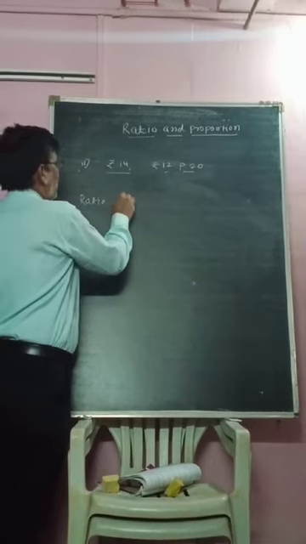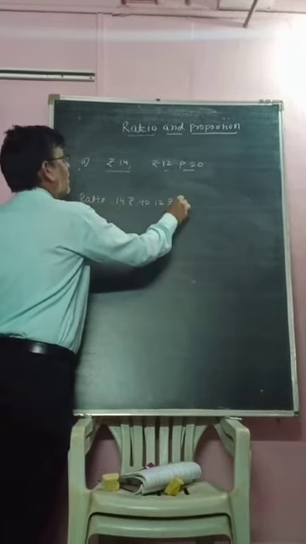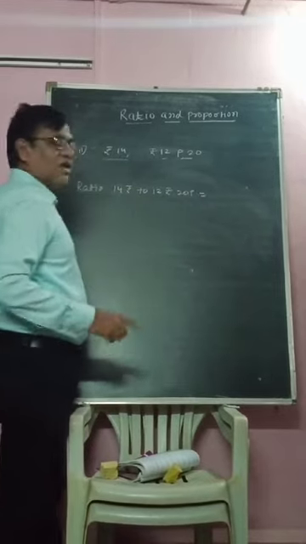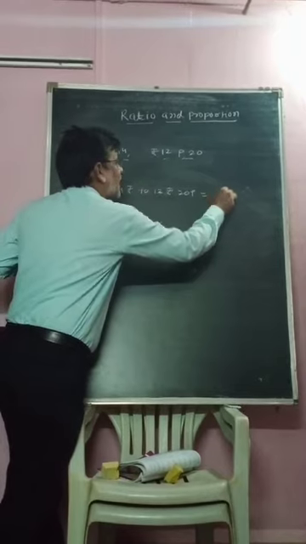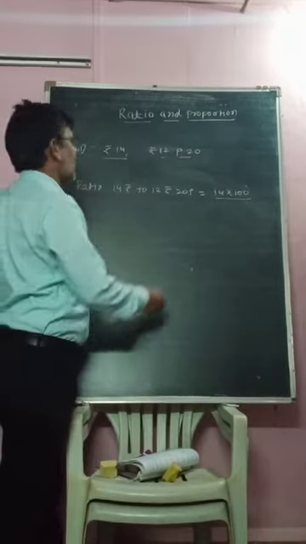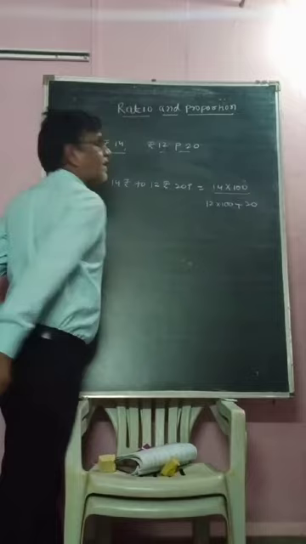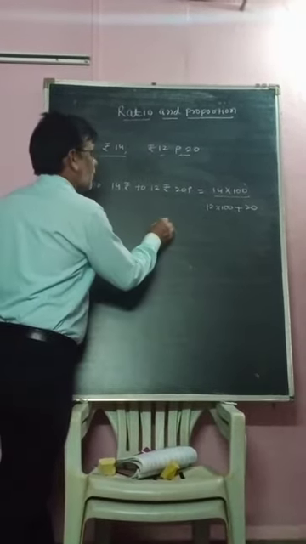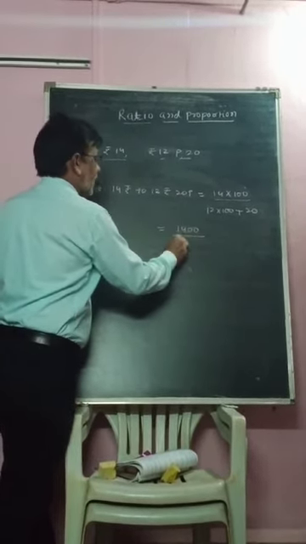So the ratio of 14 rupees to 12 rupees 20 paise is equal to, so 14 rupees you have to convert in paise, means 14 into 100 paise. Okay, and this is 12 into 100 plus 20. We convert both the quantities in paise. Okay, so it is 1400 paise upon 1220 paise.